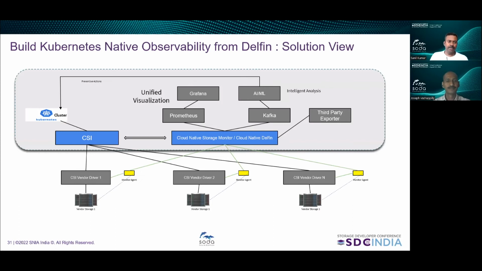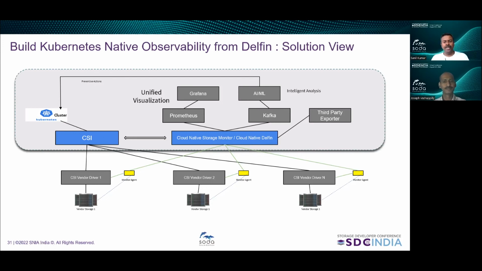As you can see, there are the Kubernetes clusters, and CSI is by default connecting to all these storages, I mean, different kinds of storage vendors. What we are thinking is that we can have Delphin natively deployed in Kubernetes. Then Delphin by default, like Joseph mentioned, supports Prometheus, Grafana, Kafka, and any custom third-party exporters available.